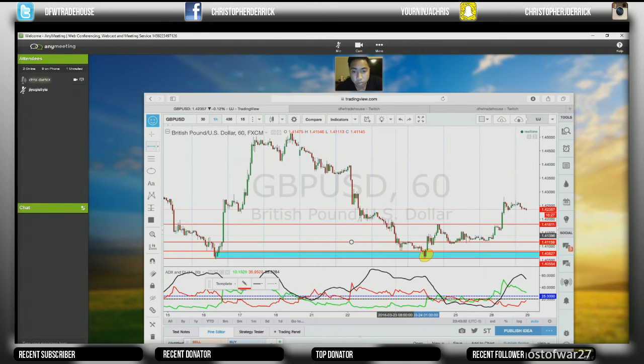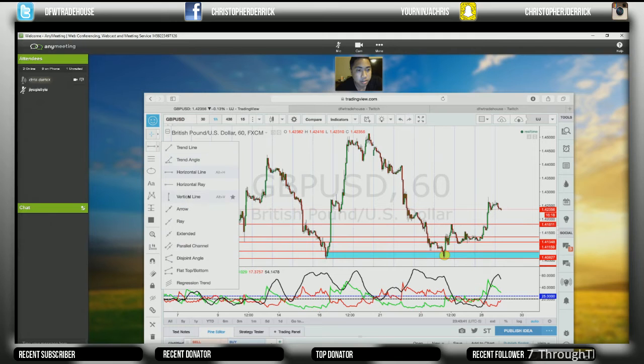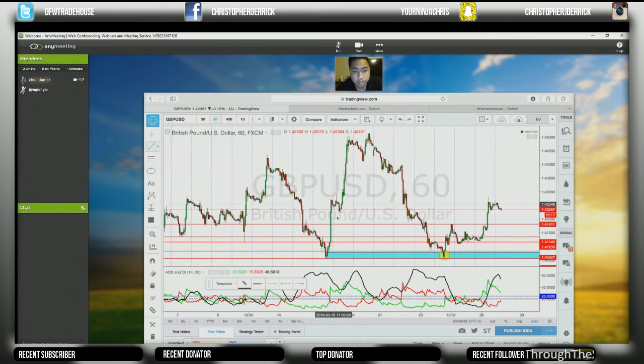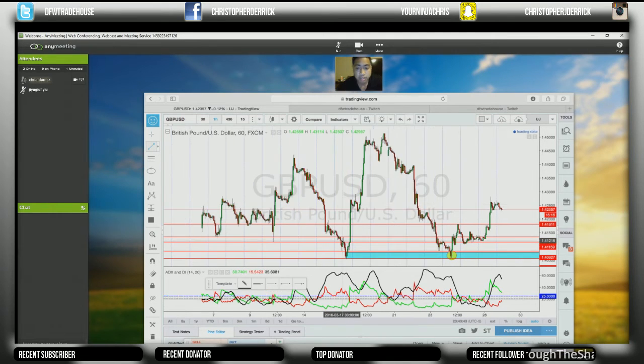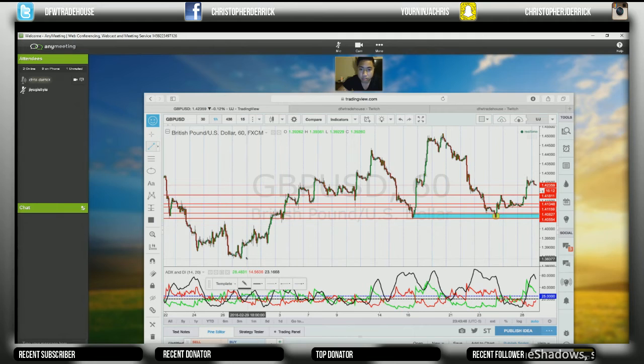Got all these support and resistance lines everywhere. Oh, wait, make sure you get those wicks, right? And let's see, we could do this, we could do that. We can do trend lines. We can see how these trend lines work. All right, well, this comes up. You see this? This is hitting the trend line, right? What happened here, though? It just broke through. You know what I'm saying?